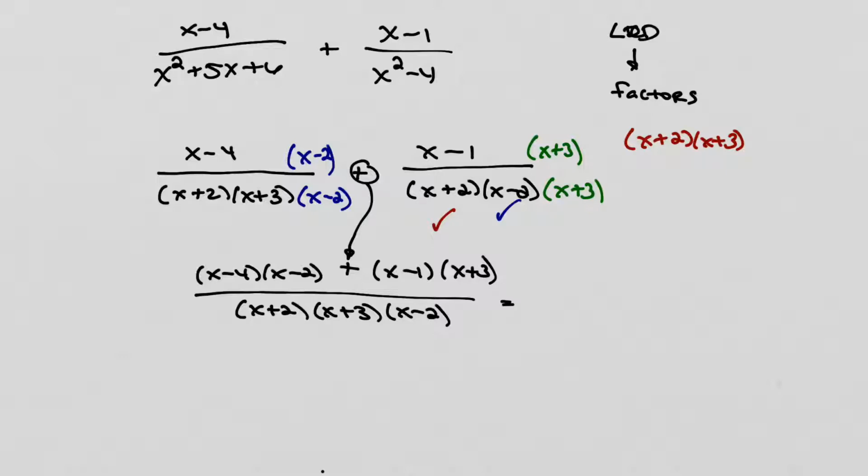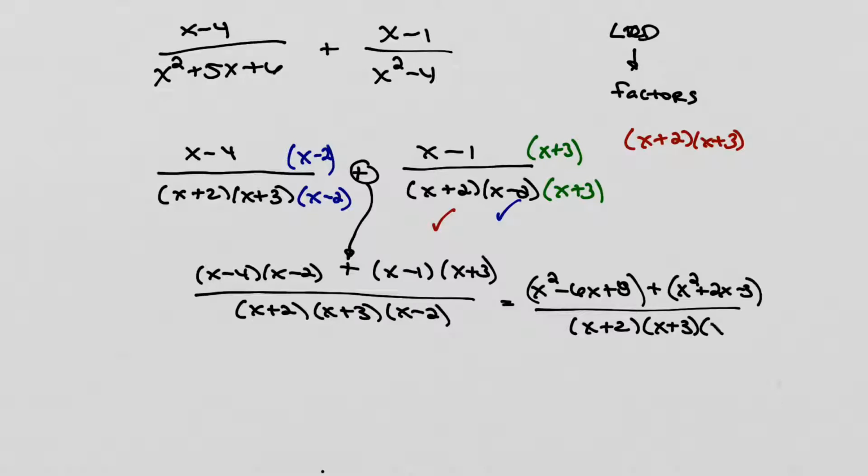Okay. So what we'll have left over is x squared minus 6x plus 8 plus x squared plus 2x minus 3, all over my denominators. And again, if you can keep them factored, that's great, because it might help us at the end. So up top, if you notice, the x squareds are going to cancel. And then I'm left with negative 6x plus 2x gives me a negative 4x. And then 8 minus 3 is a positive 5.